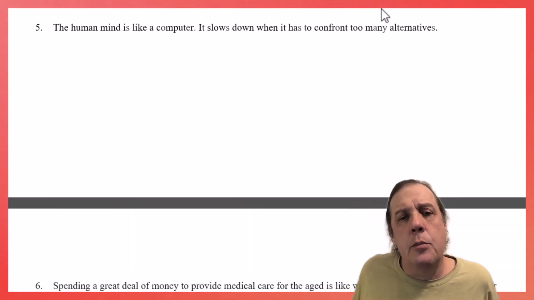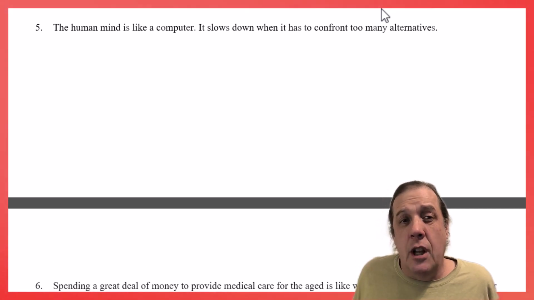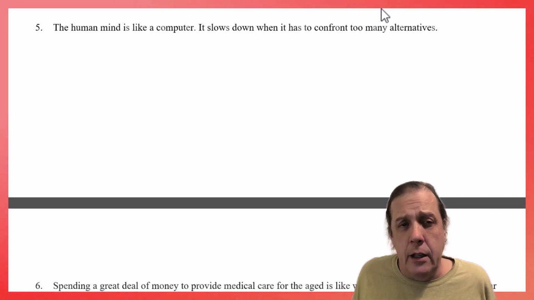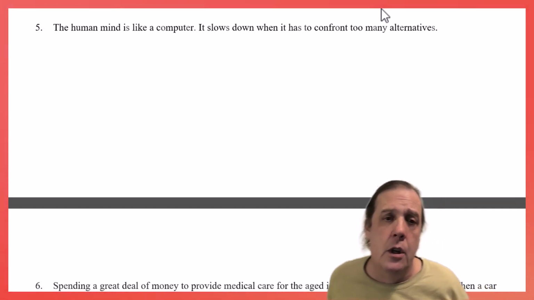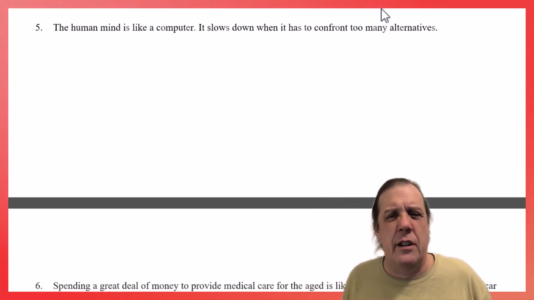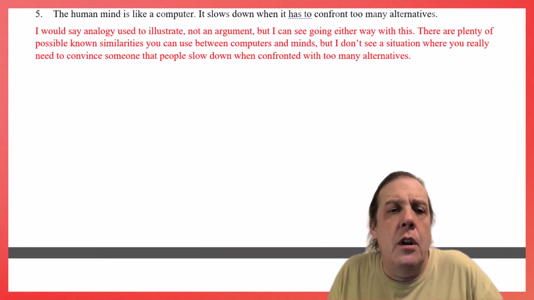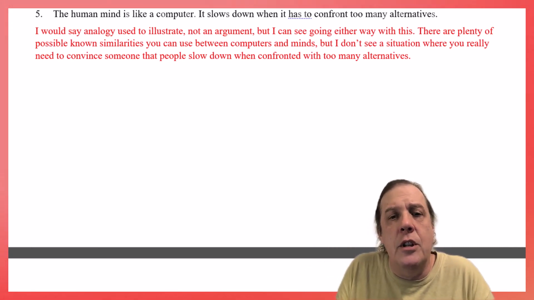The human mind is like a computer. It slows down when it has to confront too many alternatives. So there's a lot you can say about the relationship between the human mind and a computer. People dedicate entire academic careers to this. But all that's being mentioned here is one similarity, that they both slow down in certain circumstances. And that, again, doesn't seem to be enough to me to sustain an argument. So I would say that this is an analogy used to illustrate and not an argument.